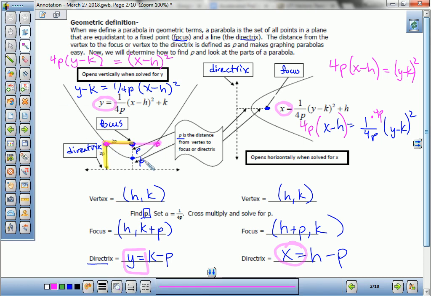So when I am checking the graph over the spring break, that's when I'll be grading your papers. I'll be looking for the focus in the right spot, the directrix in the right spot, and 3 accurate points on your parabola. Okay? All right, so we all have this? Fabulous. Let's move on.